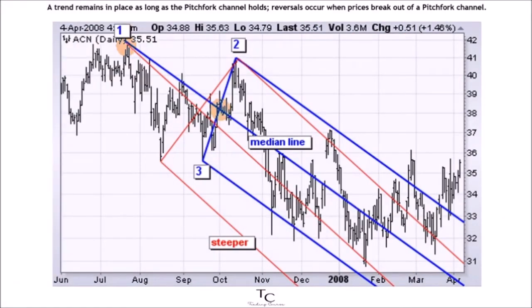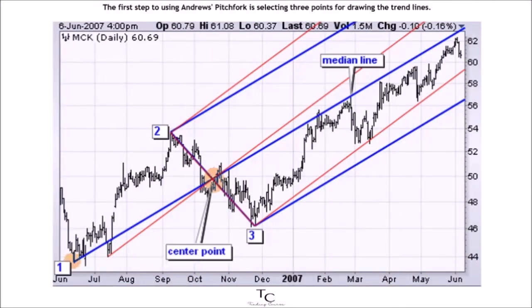A trend remains in place as long as the pitchfork channel holds. Reversals occur when prices break out of a pitchfork channel. The first step to using Andrews Pitchfork is selecting 3 points for drawing the trend lines. These points are usually based on reaction highs or reaction lows, also referred to as pivot points.